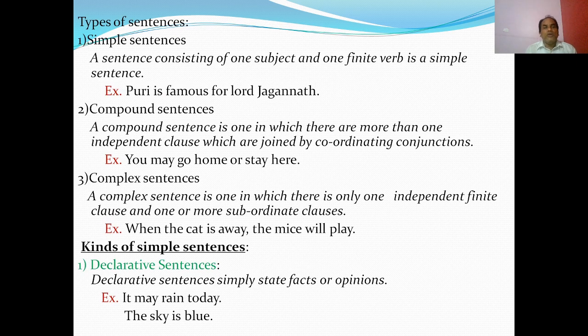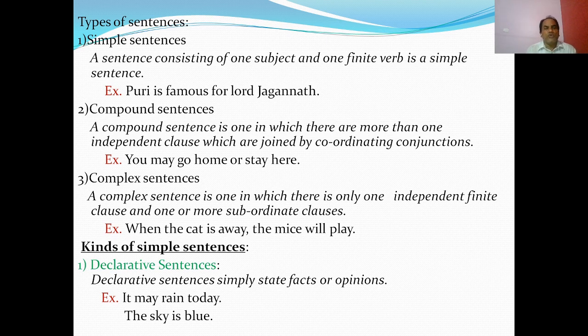Okay. So let us discuss the types of sentences. We know there are three types of sentences. A sentence consisting of one subject and one finite verb is a simple sentence. Example: Puri is famous for Lord Jagannath, New Delhi is the capital of India, Corona is a dangerous disease, tiger is a ferocious animal. These are simple sentences because a sentence consisting of one subject and one finite verb is a simple sentence.